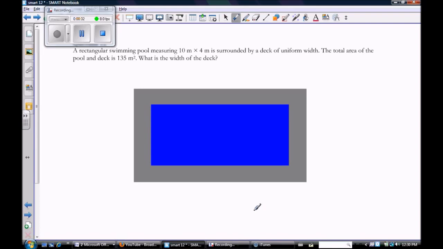Okay, so here's that kind of diagram that they gave us. So we know that the pool is 10 by 4. We know that the total area is 135 square meters. And we're supposed to find the width of the deck. So we're told that this deck is the same width here and here and here and here. So it's a uniform width. So no matter where you measure the width of it, it's the same.